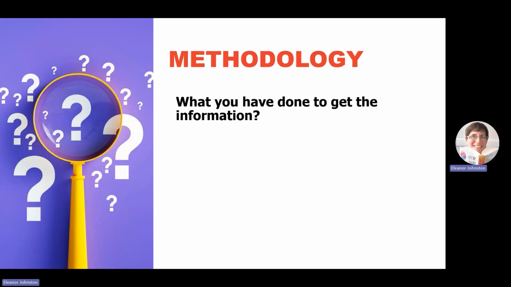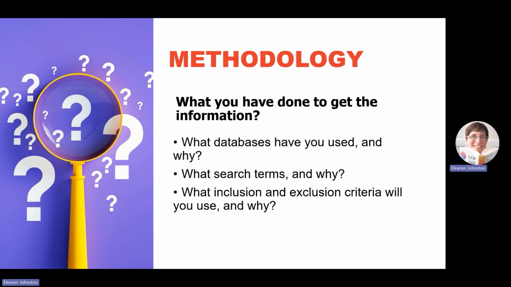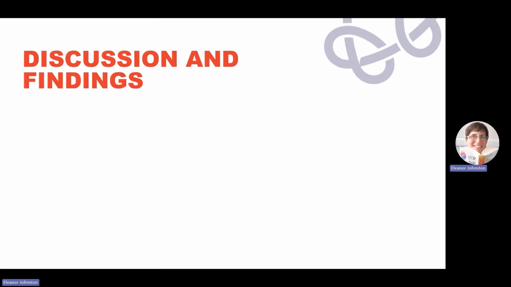So methodology, what have you done to get the information? You may be required to write about the databases you've used, the search terms you've used, the exclusion and inclusion criteria, and how you've selected your reading. Often this will be put in specifically with something called a systematic review. Just ensure that you check if you need to present this information within your lit review.